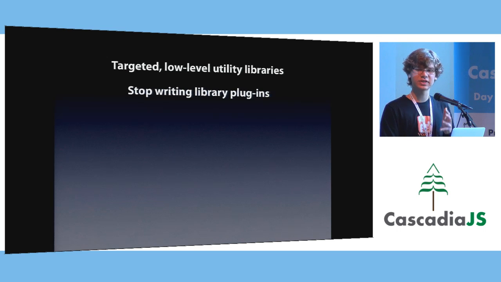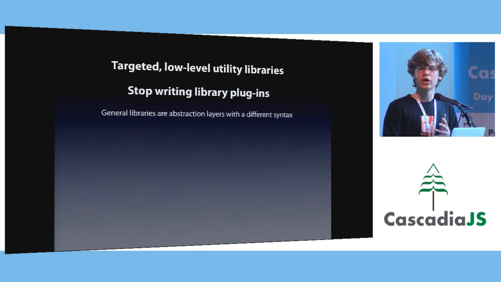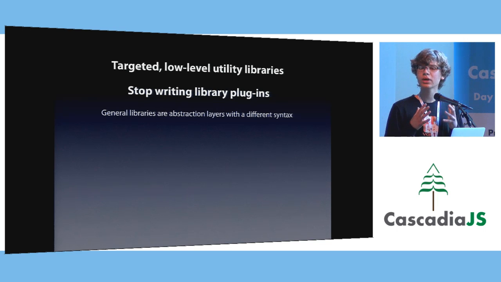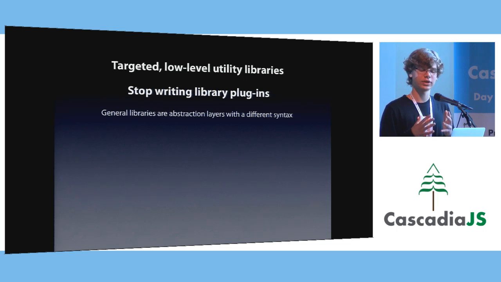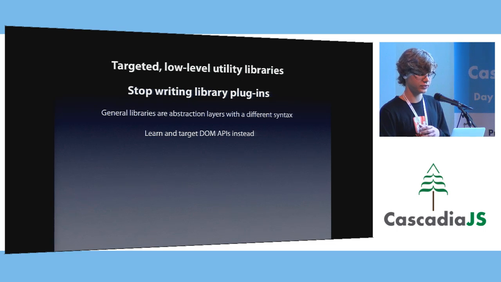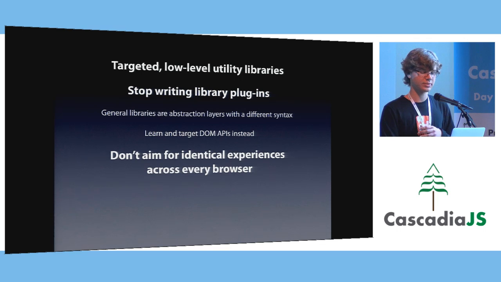The second one is to stop writing library plugins. Chris Heilmann of Mozilla gave an excellent talk at HTML5 DevConf that outlined the limitations of general purpose abstractions. The problem is that they are entire abstraction layers with a completely different syntax, sometimes removing developers from the inner workings of the DOM. So Chris suggested learning and targeting raw DOM APIs instead, because it puts you much closer to how the browser actually parses and renders your page, and also allows you to gain a lower level understanding of how those different bugs can be targeted. The last two relate to cross-browser consistency.